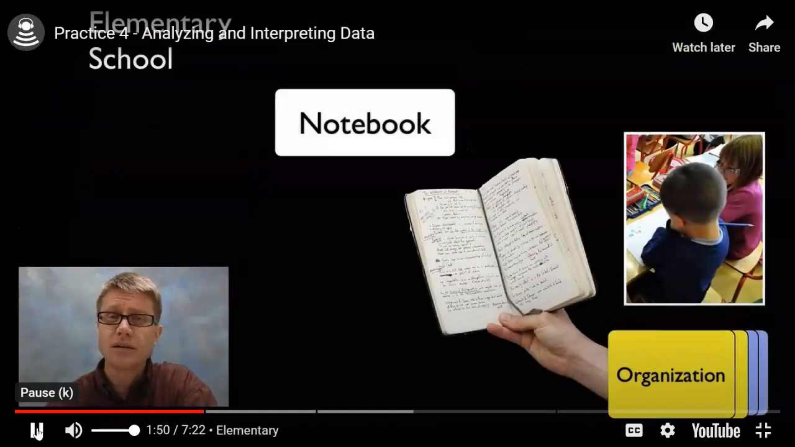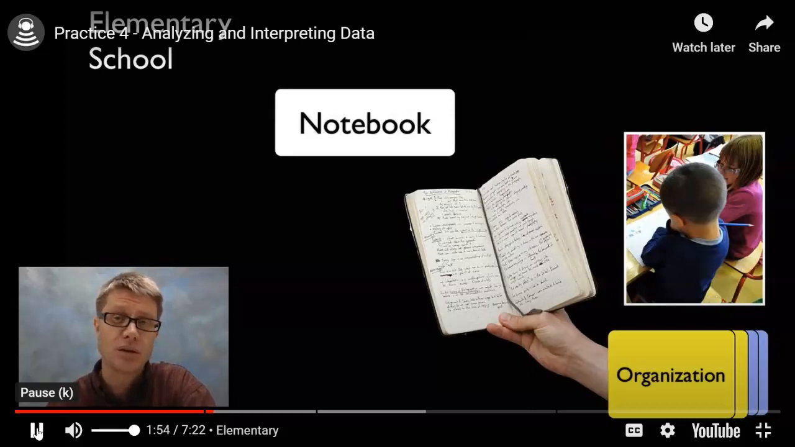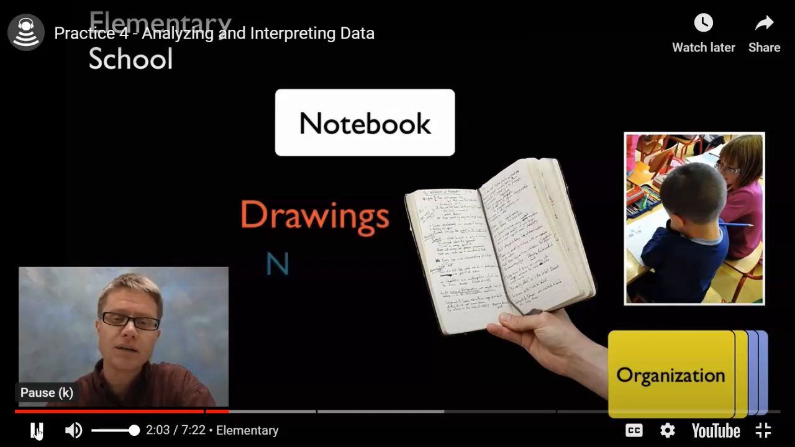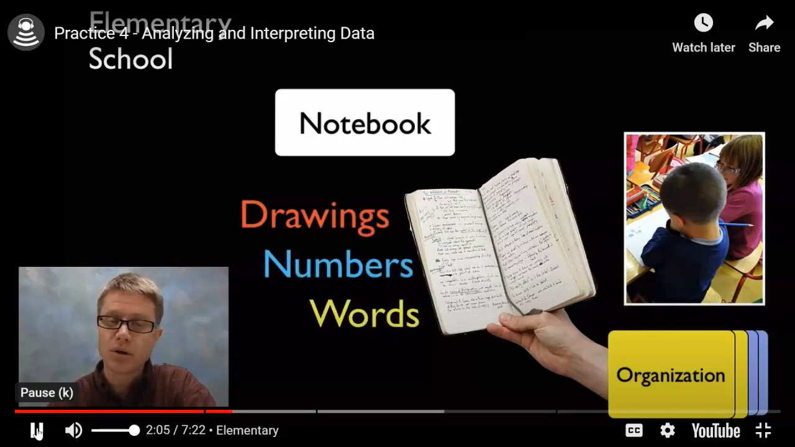And so we can break this down by school level. In other words, at elementary school, students should be using a notebook, a science notebook, and they should be collecting data, and everything goes into that notebook. And that could be drawings, it can be numbers, it can be words, but they should get into this idea that they're collecting data and they're going to have to do something with that data.